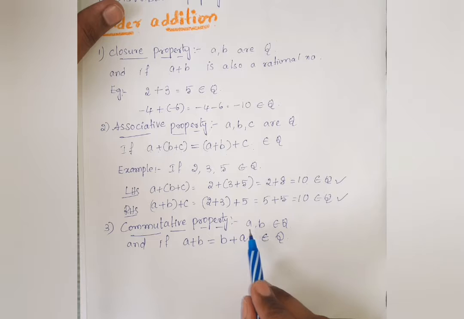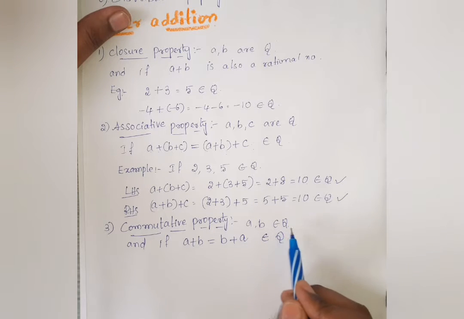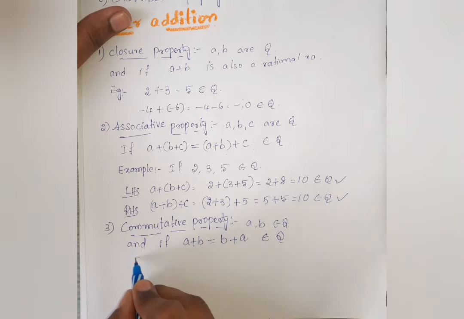So what does this commutative property say? If you take a, b from the rational numbers, you add, and if you change the order of the numbers, you will get the same answer, which also belongs to the rational numbers, and both are equal. Let us see it with an example.